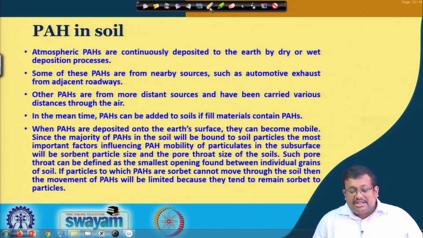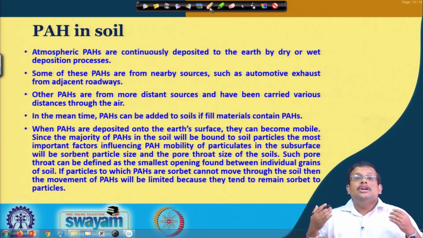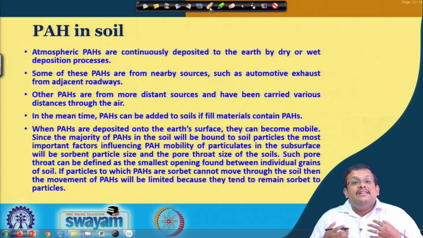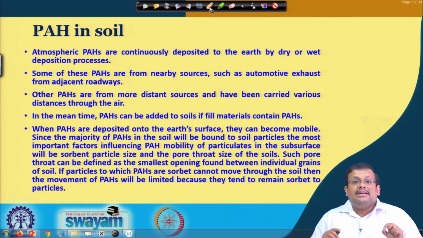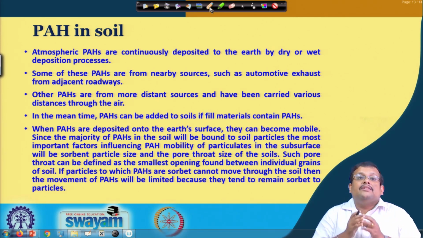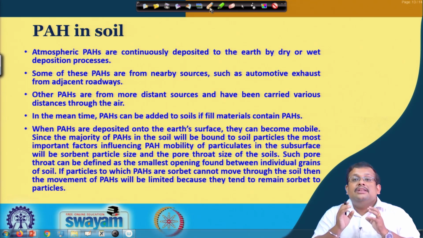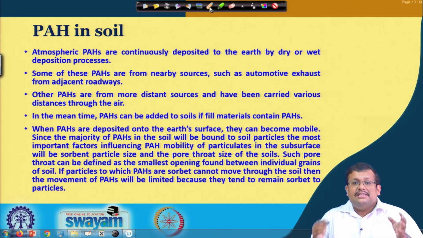So, when pH are deposited onto the earth's surface, they become basically mobile in nature. Since the majority of the pH in the soil will be bound to soil particles, the most important factors influencing pH mobility of the particulates in the subsurface will be sorbent particle size and the pore throat size of the soil. Pore throat can be defined as the smallest opening found between the individual grains of soil. So, if particles to which the pH are sorbate cannot move through the soil, then the movement of pH will be limited because they tend to remain sorbate to the particles. So, this is how the movement of pH within the soil is basically controlled.